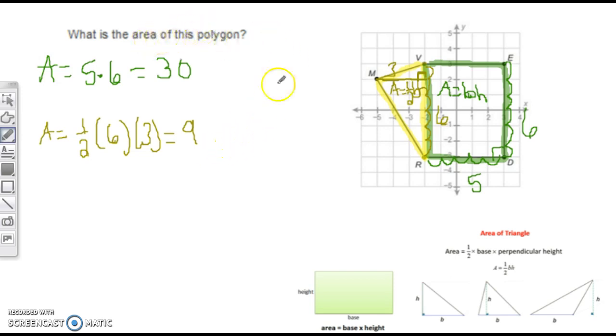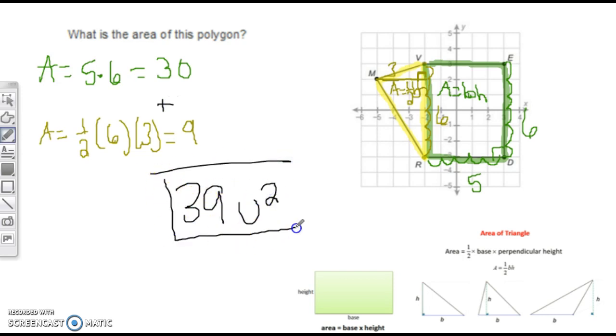And then because I want to know the area of the whole polygon, I take those two figures and I add them together. So I'm going to take my 30 plus my 9, and the area of the entire polygon would be 39 units squared.